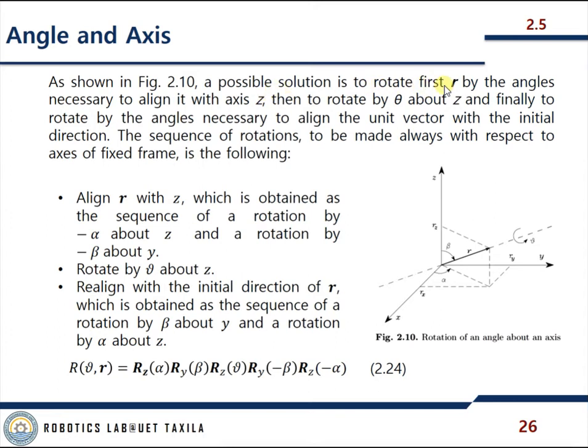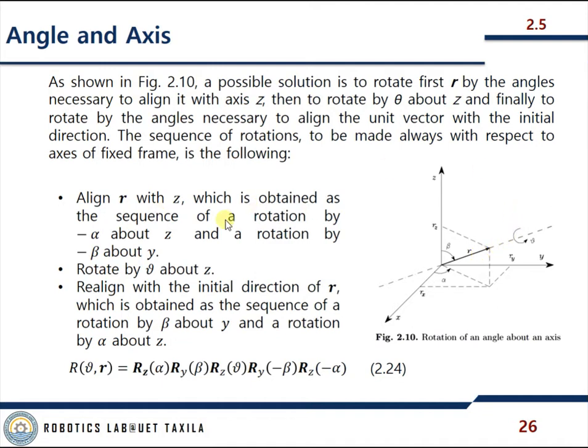A possible solution is to rotate first R by the angle necessary to align it with axis Z. So first, rotate it so as to align it with axis Z, then rotate by theta about axis Z, and finally rotate by the angles necessary to align the unit vector with its initial direction. So what are we doing? First we align it with this axis, then we rotate about the z-axis, and after aligning it, then along the y-axis and then along the x-axis. So we are going to take the combination of all these.